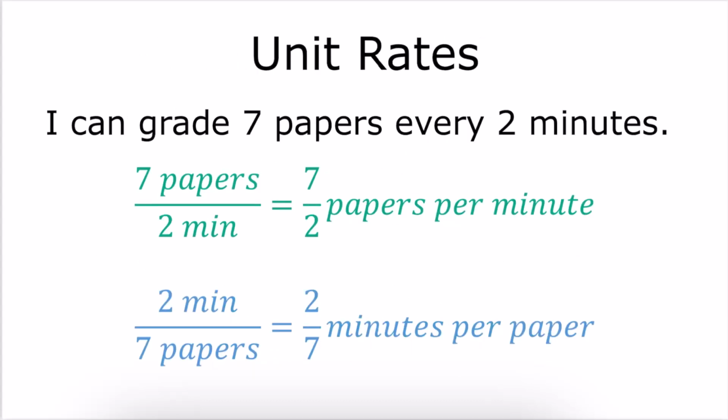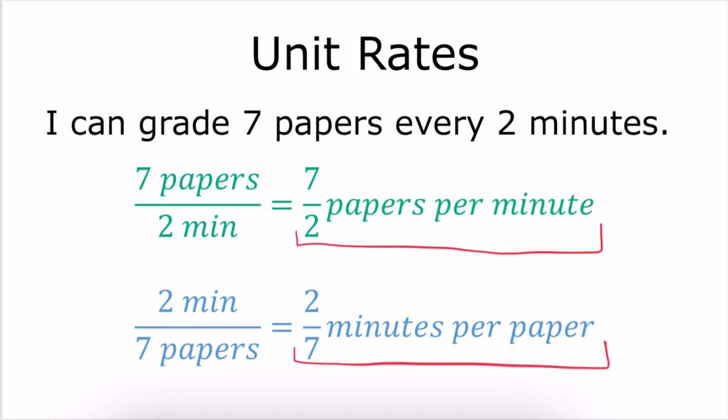And when you're calculating the unit rates, there's always 2 unit rates for every proportional relationship. And those 2 unit rates are dependent on which unit you put in the numerator and which one you put in the denominator. So if you do 7 papers in 2 minutes, and you choose to put the 7 papers on the top, or the first part of the unit rate, then that tells you that you can grade 7 halves of a paper per minute, or 3.5 papers per minute. If you decide to put minutes on the top and papers on the bottom, then you get a different unit rate that tells you that it takes you 2/7 of a minute per paper.